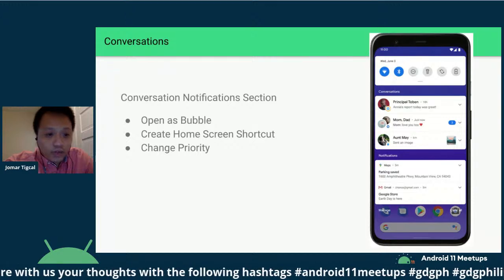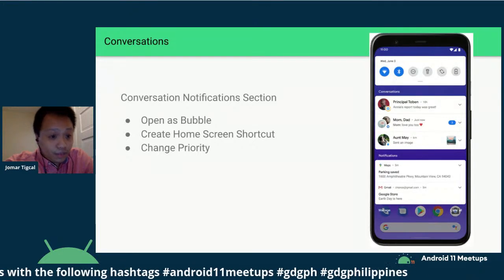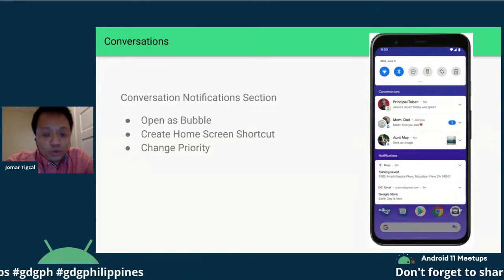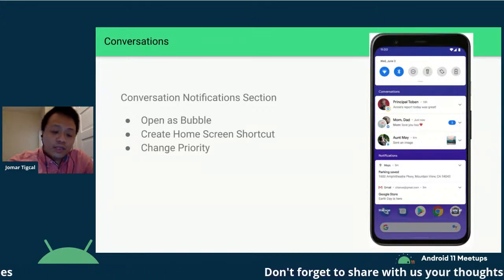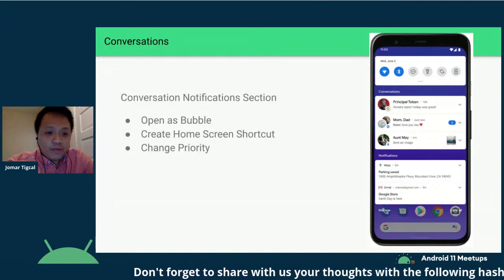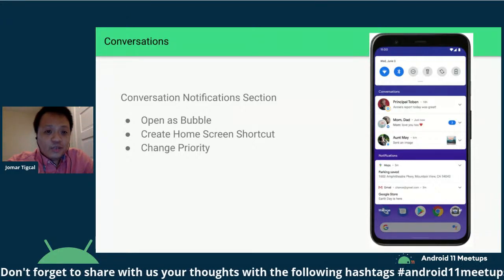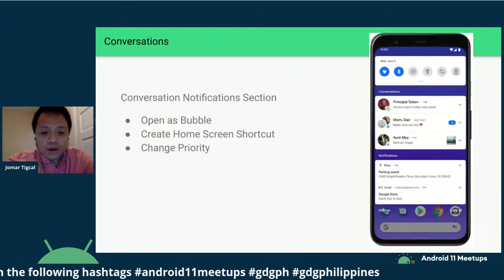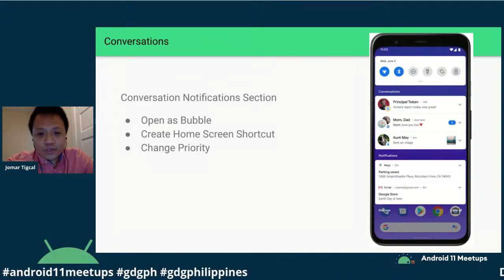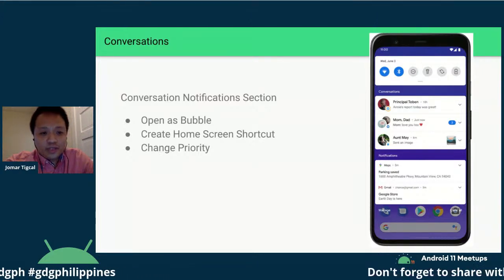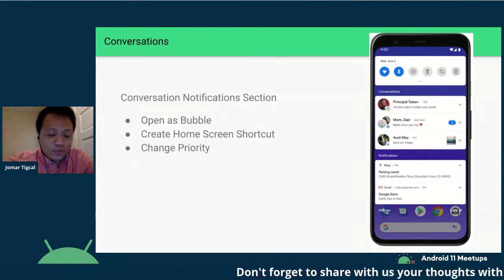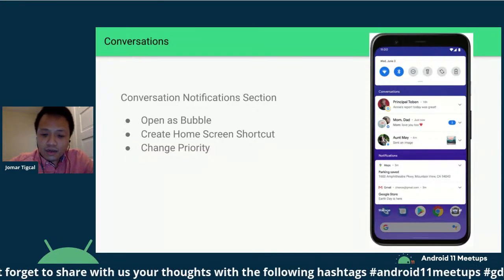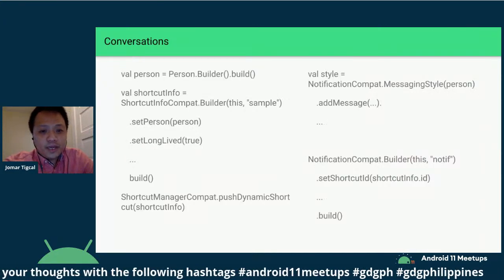You can also group them, and you can create shortcuts to them on the home screen. You can also change the priority. For example, you have a lot of different notifications and you don't want to dismiss them right away, or you want a notification from another person, for example your significant other, to be at the top. You can change the priority by long pressing on it and it's going to be at the top.